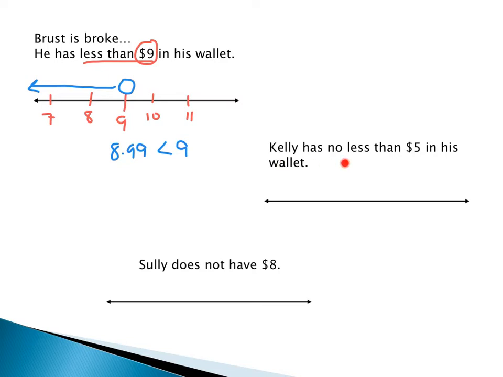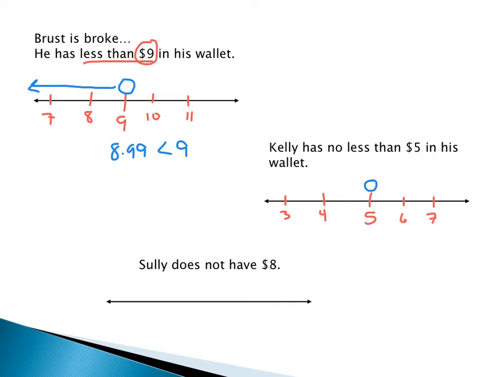All right, next one we have Kelly has no less than $5 in his wallet. So again, to set this up, we're going to do the same thing. I'm going to place my boundary of $5 in the middle. I'm going to choose two values above, so let's go 6 and 7. Two values below, 4 and 3. My boundary is $5, so that means I'm going to place my dot at $5. I'm just placing it above so you guys can see.